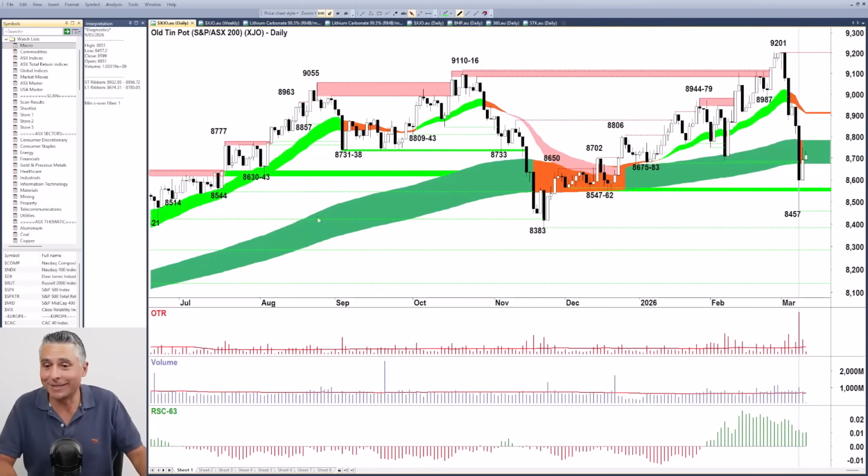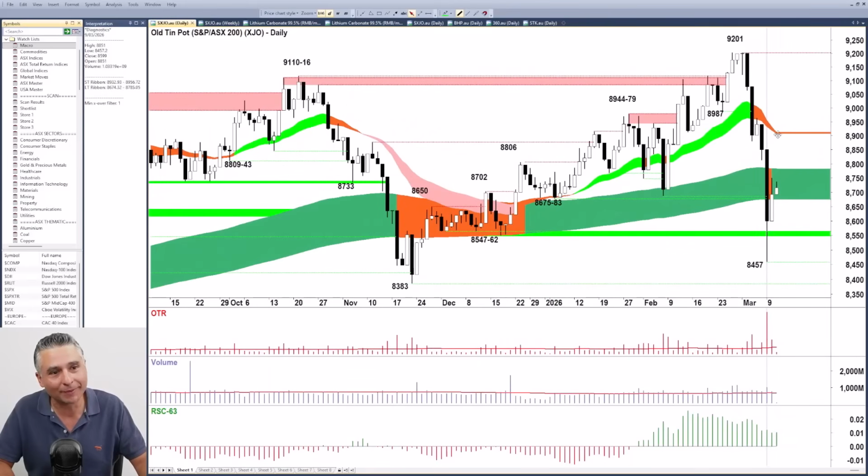Anyway, it is what it is. We still love the old tin pot. That's why we're here. But it also does demonstrate why you might think in terms of a global allocation model, where you say, well, X amount is for the Aussie market. Here's my benchmark. X amount is for the US, maybe the UK. I don't know. South Korea's been going berserk. And you have the ability to do that now with the access we have to markets.